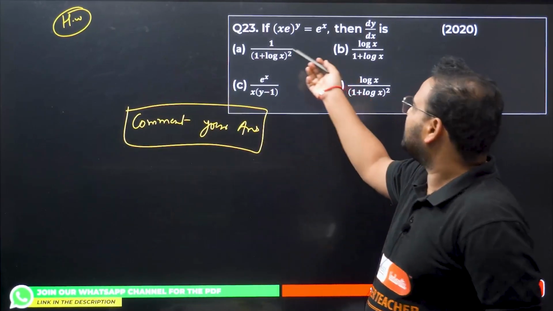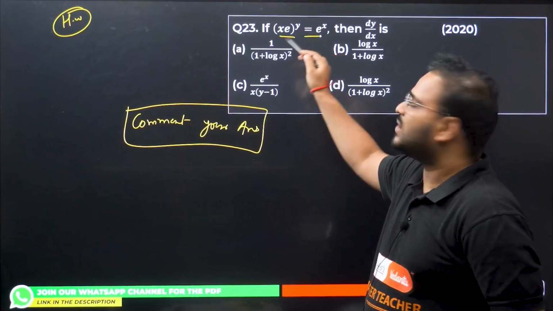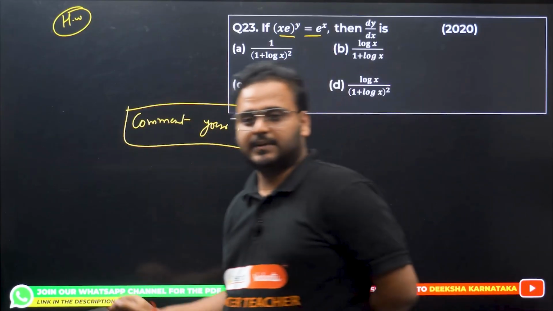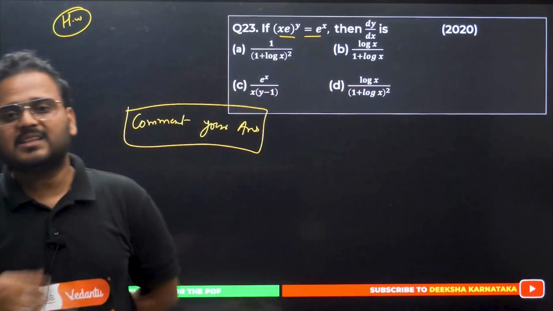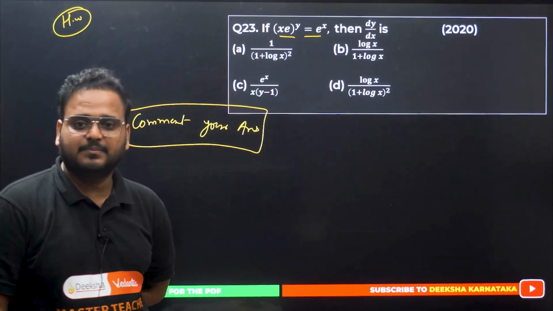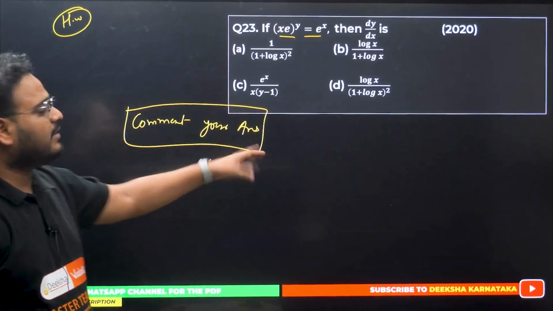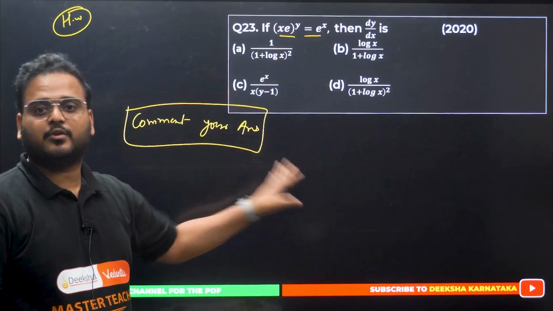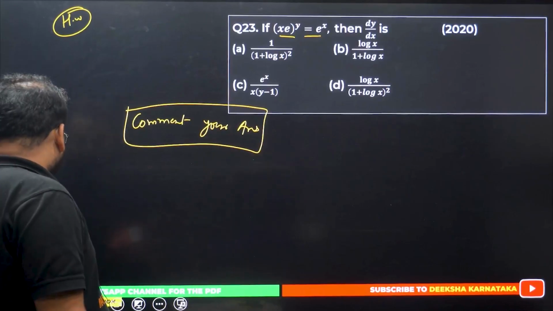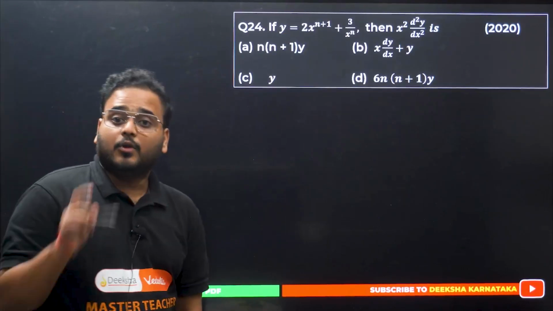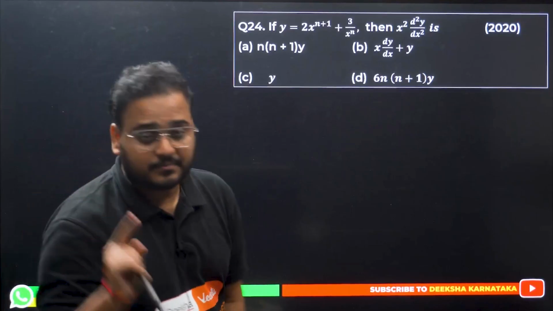So this one is simple. What are you going to do for this question? Apply logs on both sides and then simplify. You'll get the answer. Very simple one. And similar to this we have done. That's why I've given it over here. 23 is done. 24 now. Don't forget to give the answer for question number 23.